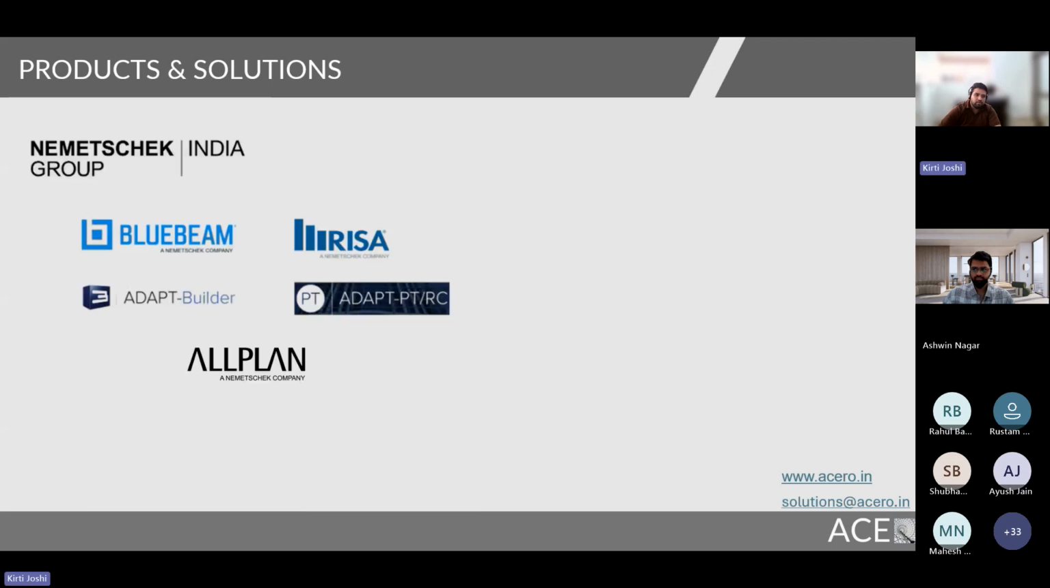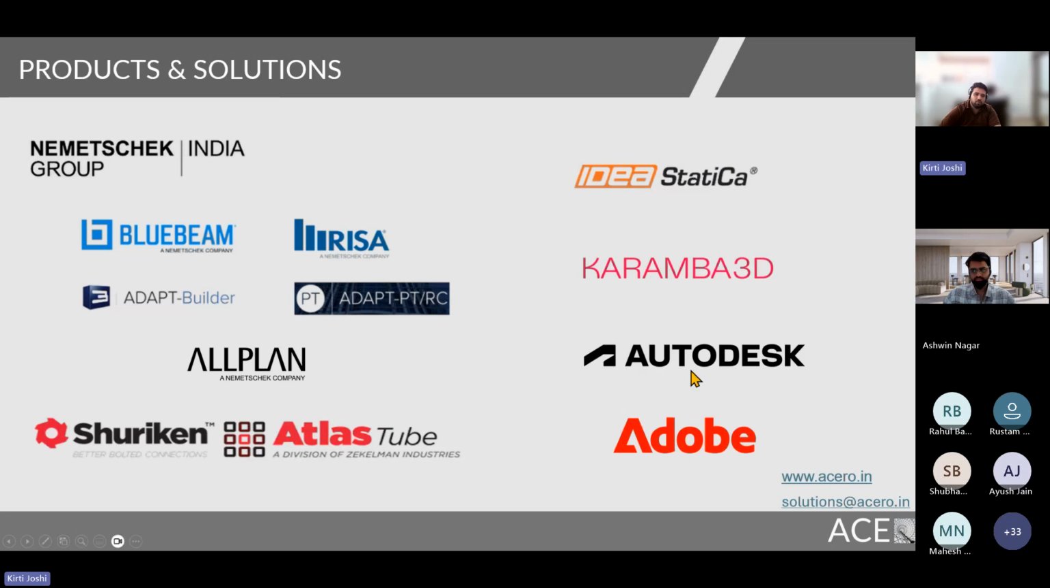As you can see on the screen, this is the list of products which we currently offer. You can see tools like RISA and ADAPT, where RISA focuses on 3D analysis and design, and ADAPT mostly on PT and RC design. Also, tools like IDEA StatiCa and Karamba3D are mostly used for connection design and parametric structural optimization. Tools like Bluebeam can be used for documentation reviews, collaboration, and PDF markup. Also, you can see the Shuriken. It is basically a structural nut keeper, making one-sided ESSS connections with standard bolts.